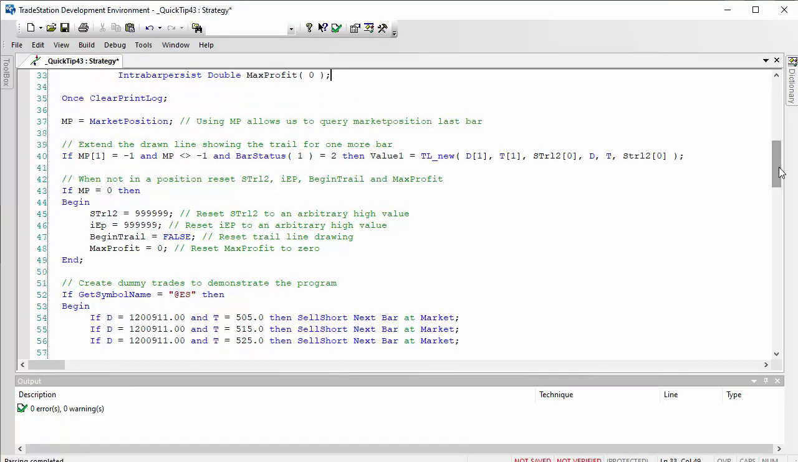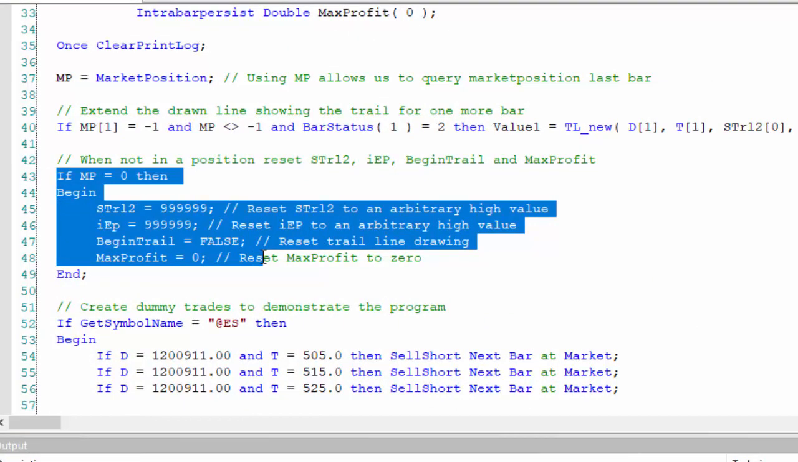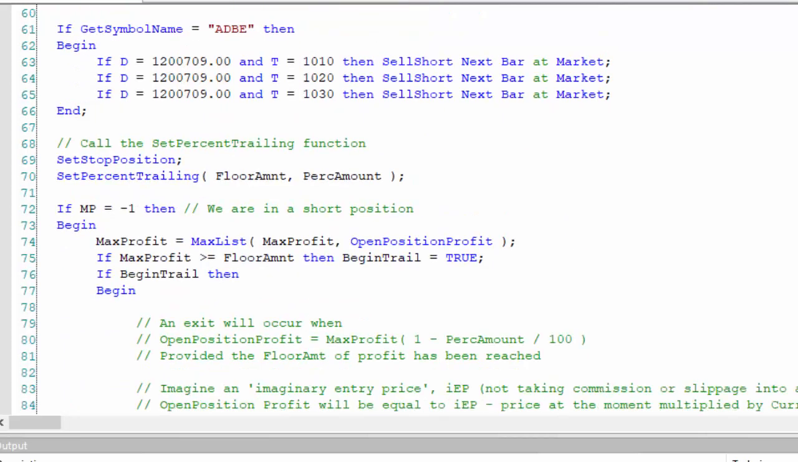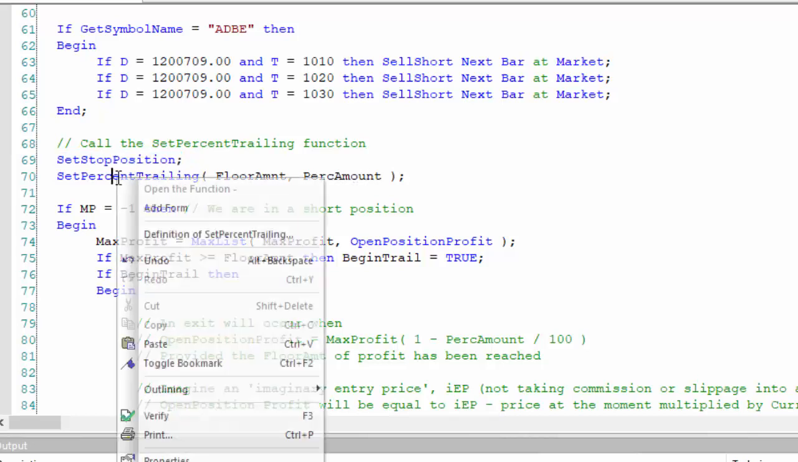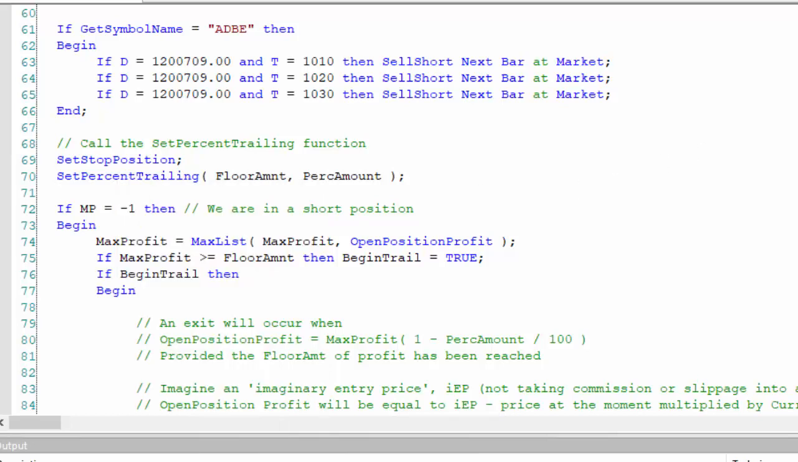So we have an area here where we're resetting the values of certain variables when we are flat. We're creating various dummy trades, and I'm just doing this for the E-mini and Adobe, just to demonstrate the program. We're calling the function and using this set stop position, but we're using set percentage trailing with these two inputs, and that's a standard TradeStation function. You can right click there and look at the definition, and then the guts of the program here.